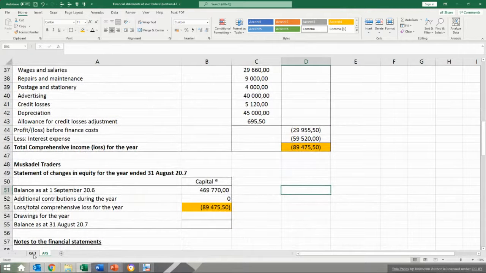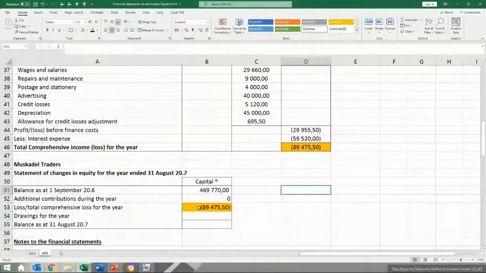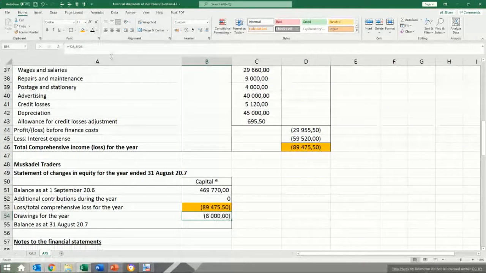And then the drawings amount we just get from our post-adjustment trial balance. Now, because it's a debit balance, remember, debit balances reduces our capital amount, which is a credit amount. So we deduct it, and then we add all of these together to get to an updated capital amount of 372,000. Okay, so that is how you do your statement of profit and loss and other comprehensive income in your statement of changes in equity.